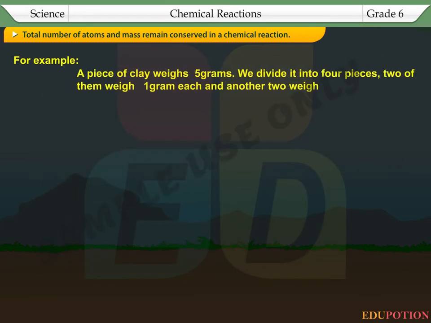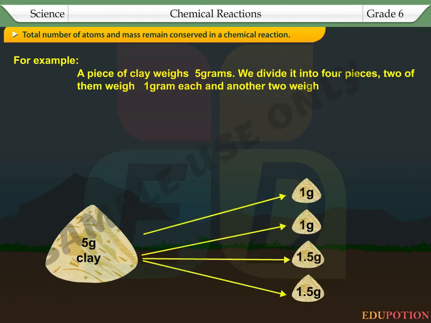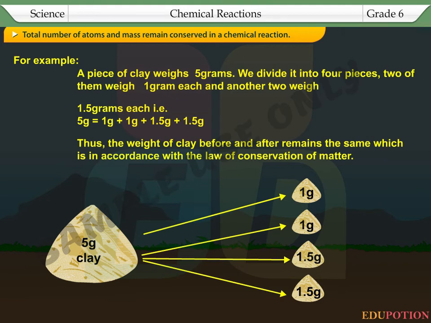For example, a piece of clay weighs 5 grams. We divide it into 4 pieces. 2 of them weigh 1 gram each, and another 2 weigh 1.5 grams each. That is, 5 grams is equal to 1 gram plus 1 gram plus 1.5 grams plus 1.5 grams. Thus, the weight of clay before and after remains the same, which is in accordance with the law of conservation of matter. Now, let us understand the above concept with the help of examples.